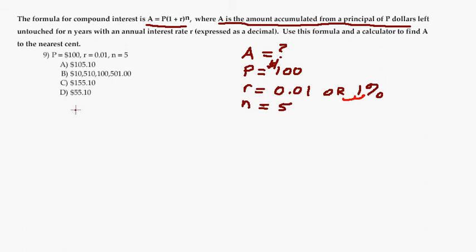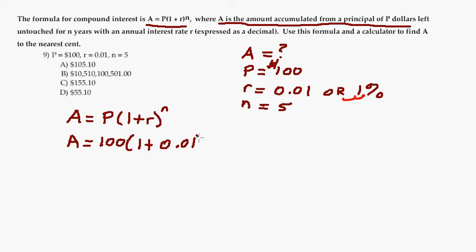Now all we need to do is take the formula and plug in the values. Our formula is A equals P times (1 plus R) to the nth, and we need to find A. So A equals P, which is 100, times (1 plus R, which is 0.01) to the nth, which is 5. Using the order of operations, we first simplify what's inside the parentheses. 1 plus 0.01 is just 1.01 to the 5th power.